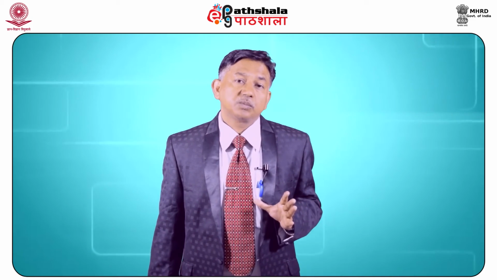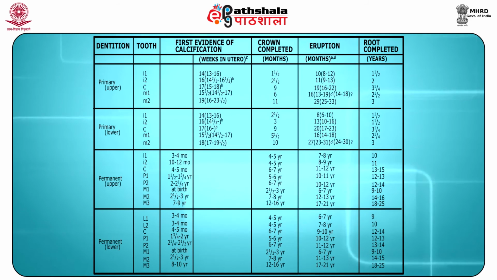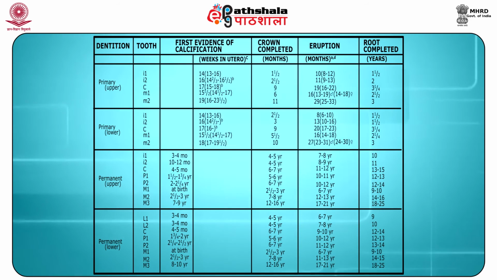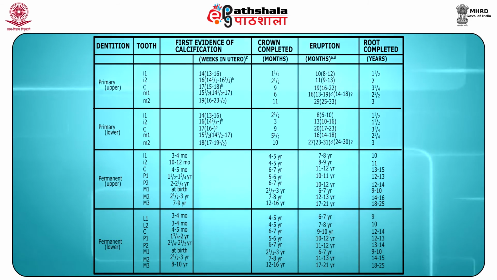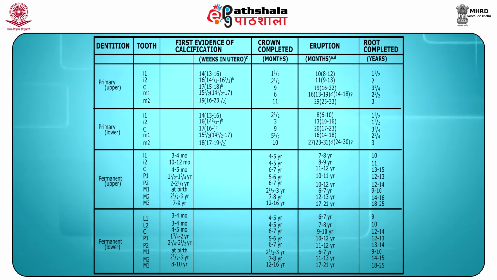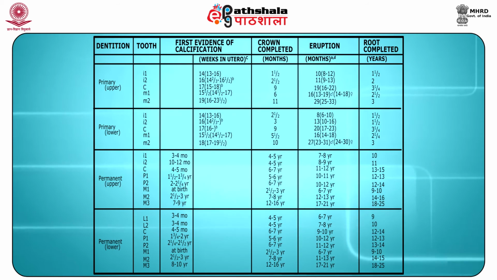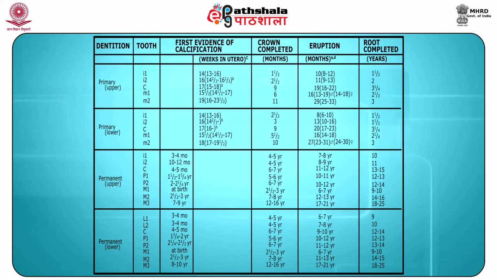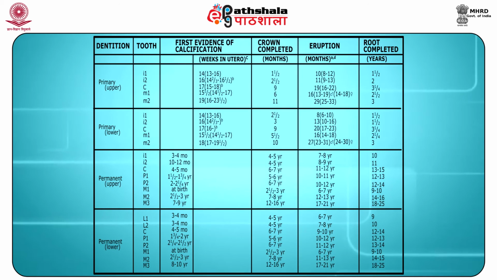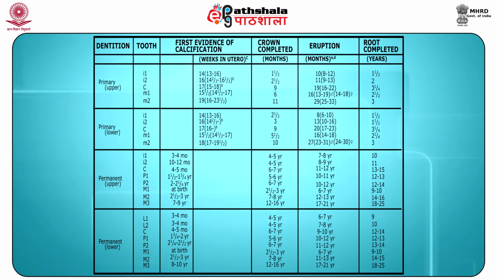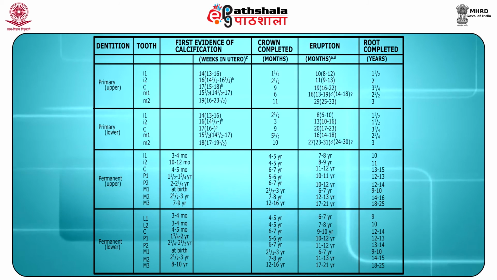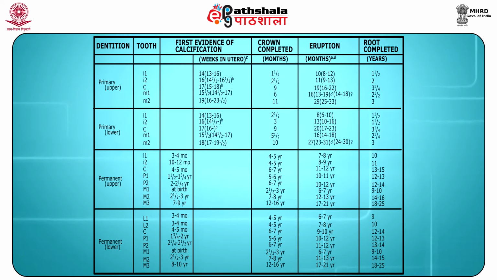And this chart depicts the chronology of human dentition, which defines the primary dentition in the upper jaw. In utero, the first evidence of calcification is around 14 weeks, and till molar it will go up to 19 weeks, and then crown completion happens from around 1.5 months to 11 months, and then eruption occurs from 10 months to 29 months, and the root is completed starting from 1.5 years to a maximum of 3 years. That is in the upper jaw, and almost simultaneous in the lower jaw as well.